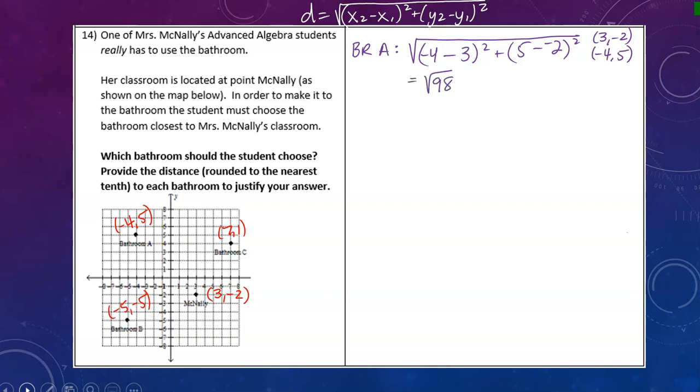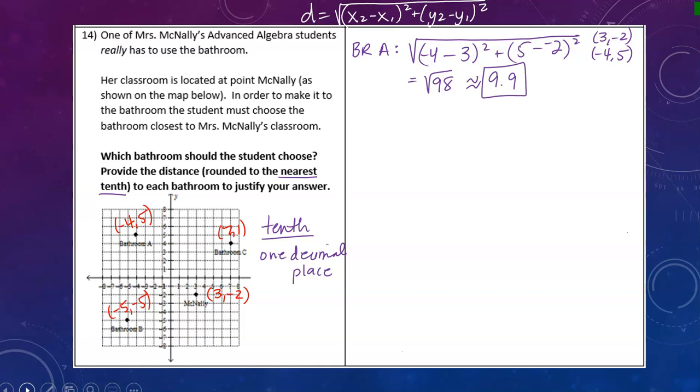Now, normally I would say you should break this down and figure out the simplified radical form, but it specifically tells you in the question that it wants you to round to the nearest tenth. Tenth is talking about 1 decimal place, or 1 number after the decimal. So if you put this into your calculator, you will get that this is approximately 9.9. So that is our distance for bathroom A.